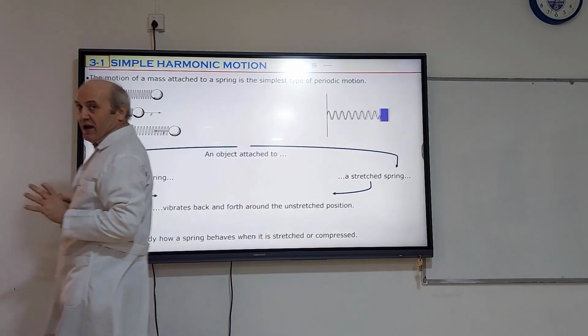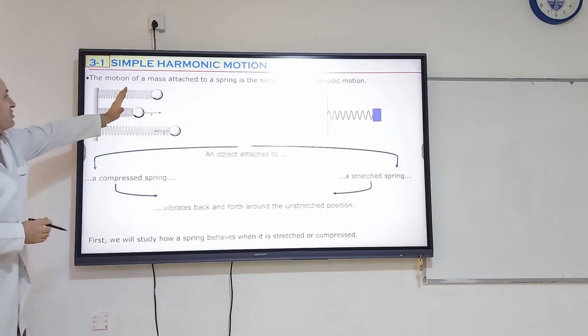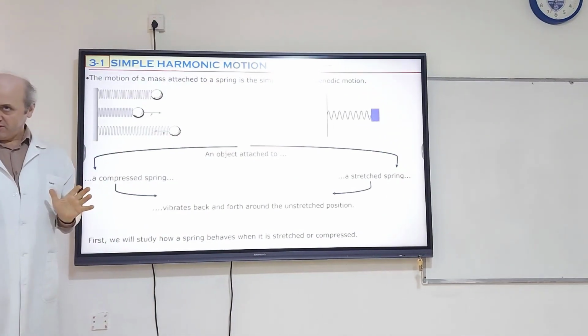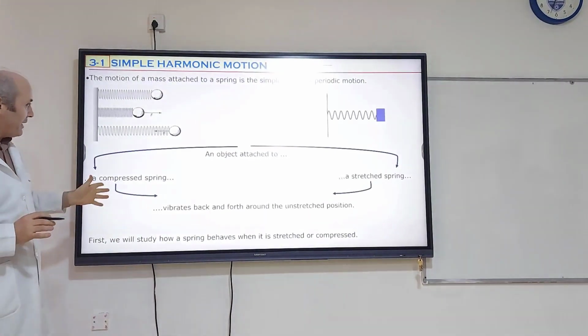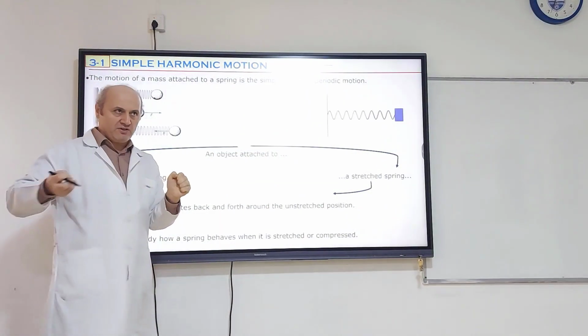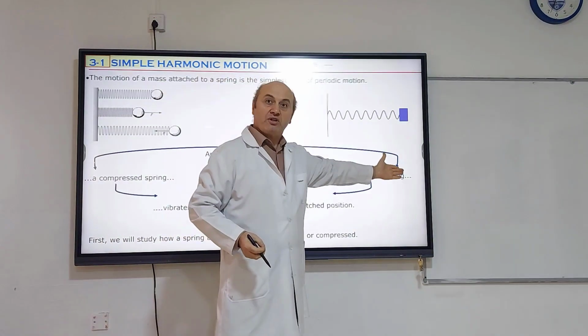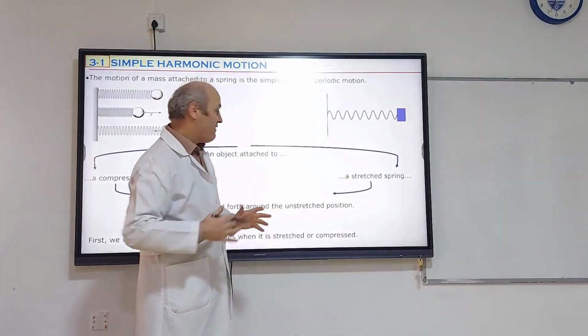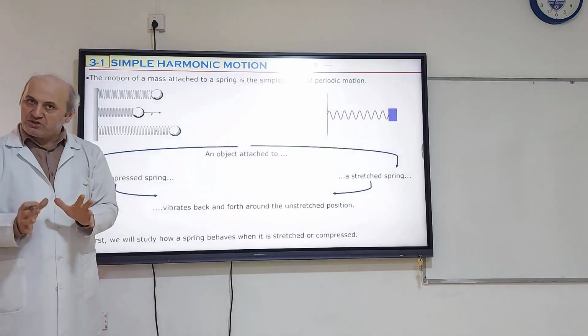How does this vibration happen? We first have to stretch or compress the spring to start the vibration. An object attached to a compressed spring, or you can first stretch it, and an object connected to a stretched spring starts to vibrate around its unstretched position.